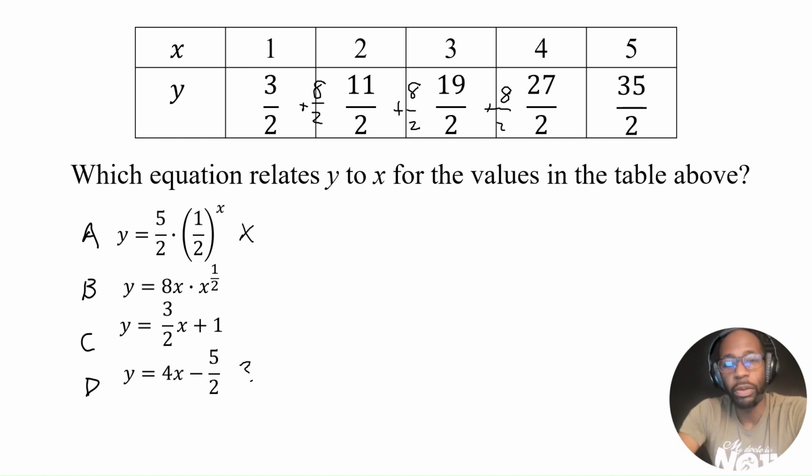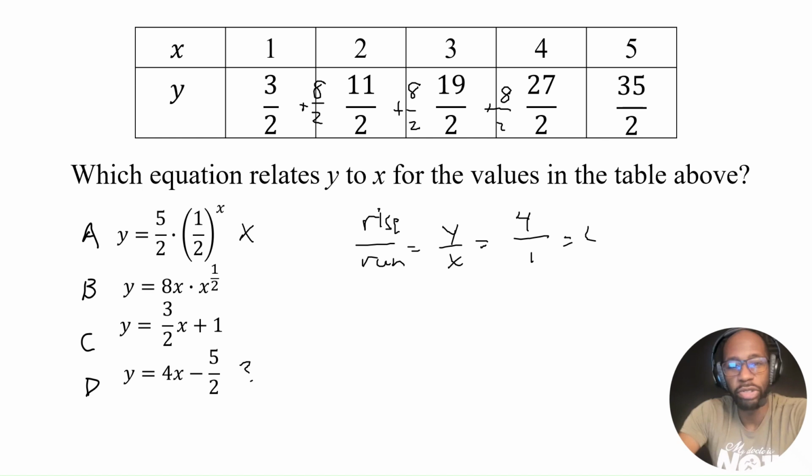But let's confirm. So the slope is rise over run. Sorry about my sloppy handwriting. I can write it as change in y over change in x, which is 8 over 2, which is 4 over 1, which is just 4. That's the only one with a slope of 4.